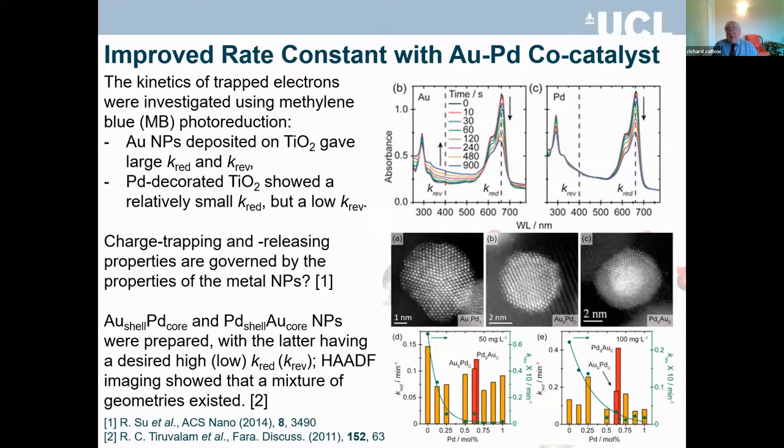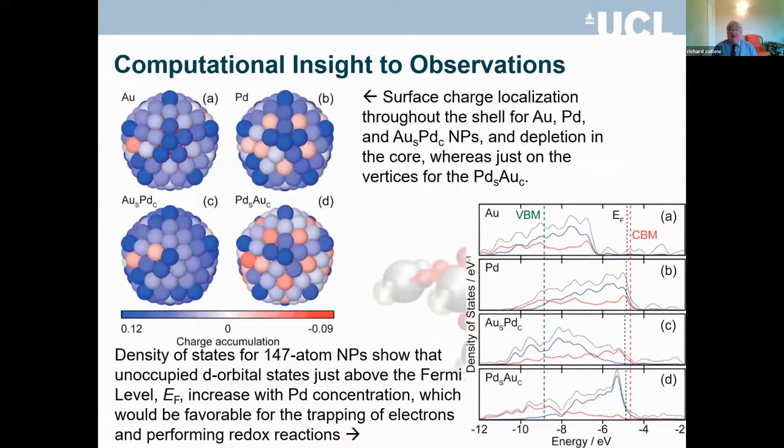If you look at the red features there in those graphs, those refer to these core shell systems where you get segregation of one of the metals to the surface. And you see that the system with a palladium shell around a gold core is particularly effective. So that's experiment. Now let's just briefly see where the calculations come in.